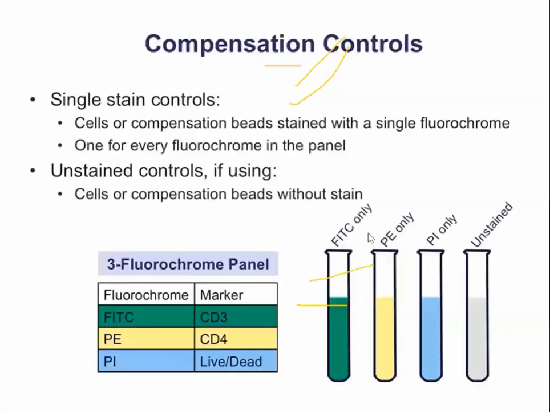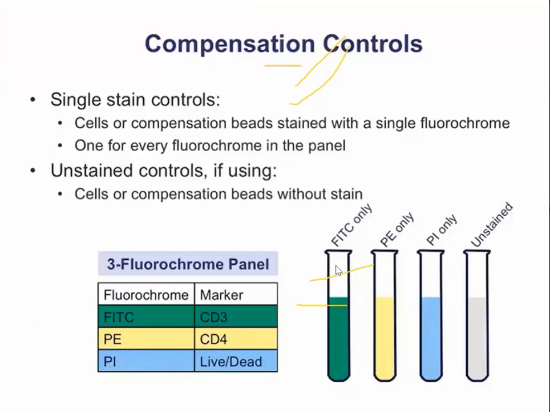Right. So these are compensation controls. We'll see about single stain controls. So, cells or compensation beads stained with a single fluorochrome. If I see, this is a 3 fluorochrome panel. I have an experiment where I'm using 3 fluorochromes and I want to do compensation for them, which are FCM, PE and PI. Now what I need to do is use a single tube only for FCM, a single tube only for PE and a single tube for PI.